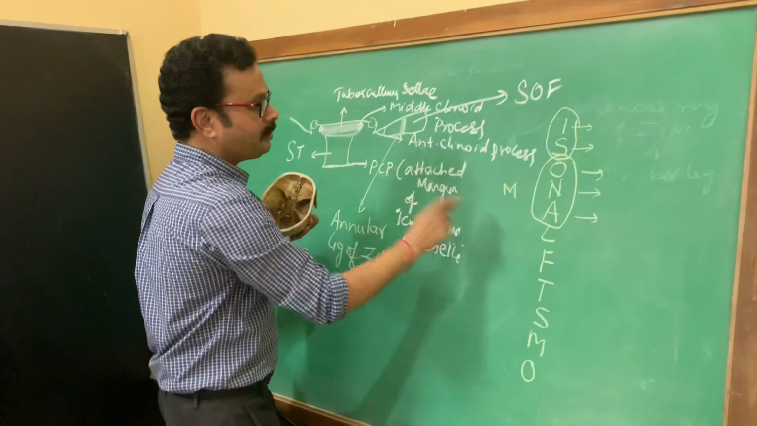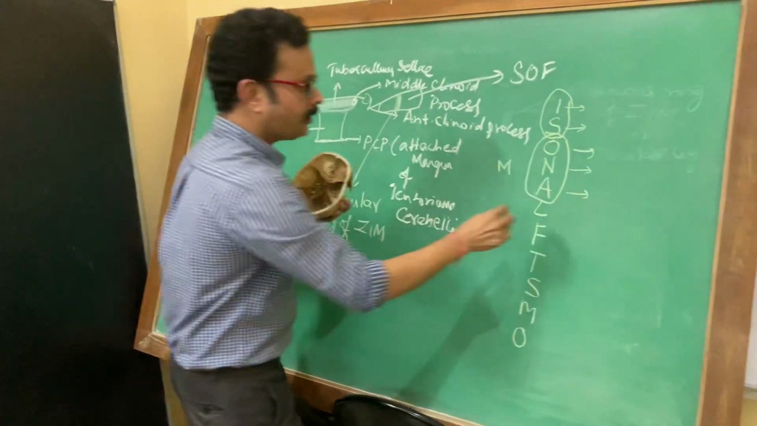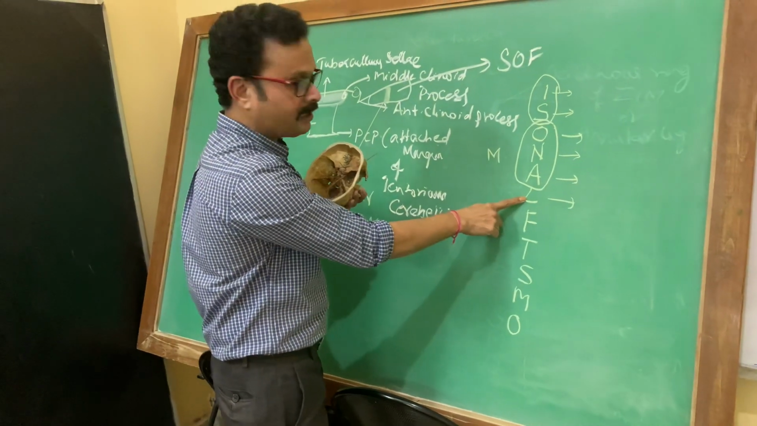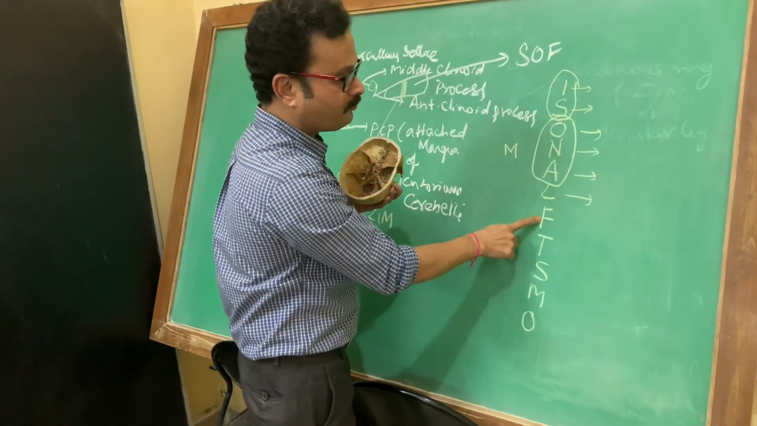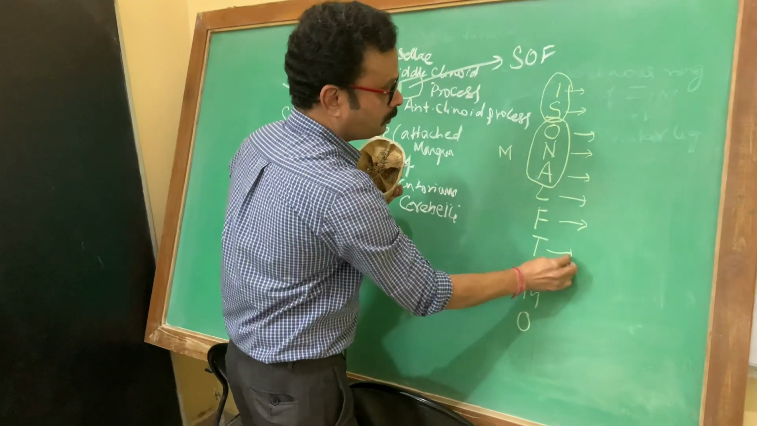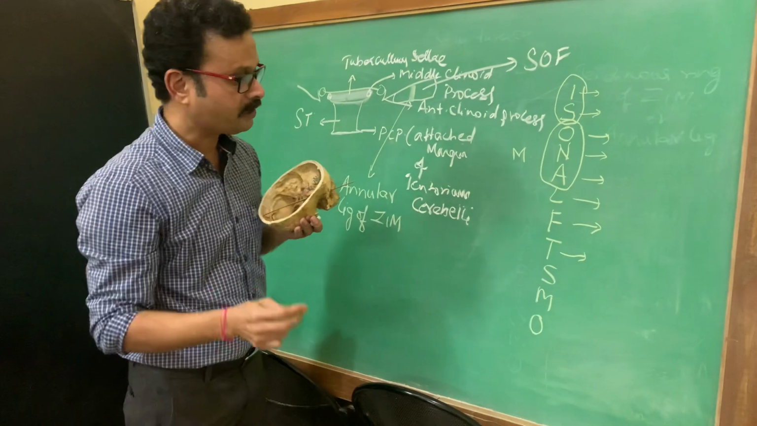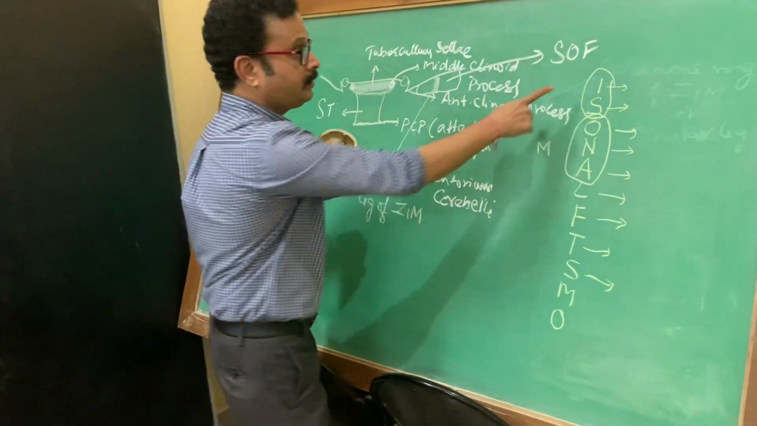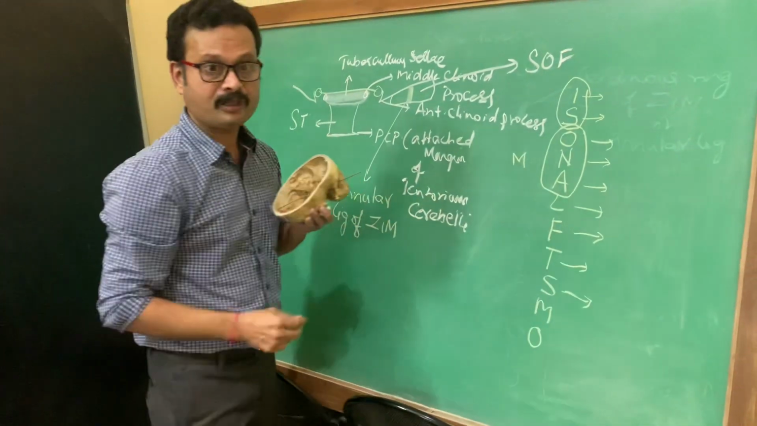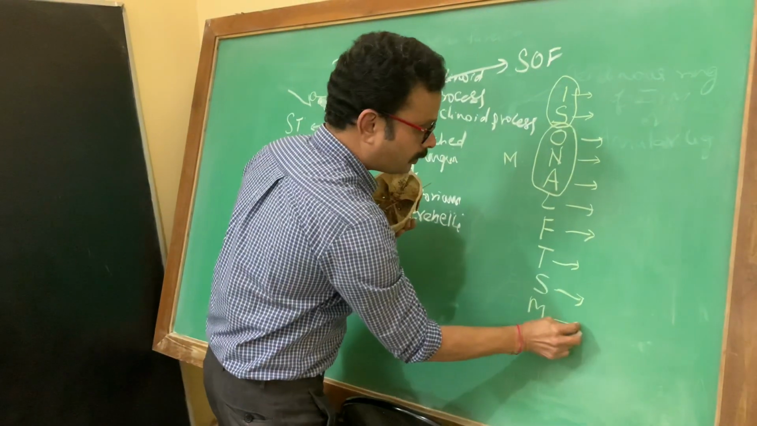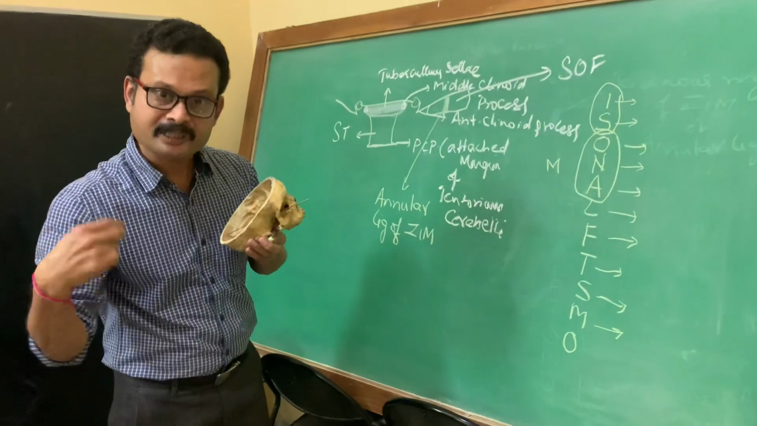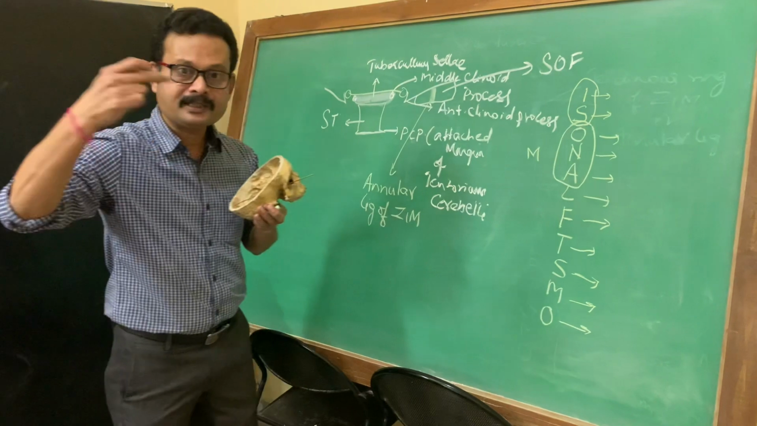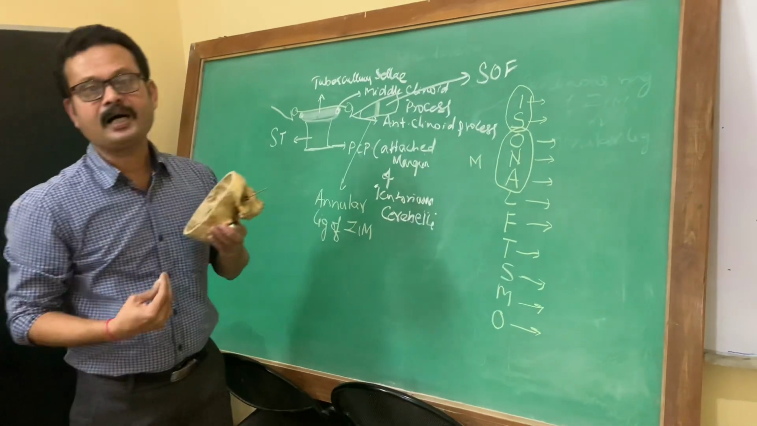The lateral compartment, from medial to lateral, structures are: L for lacrimal nerve, F for frontal nerve, T for trochlear nerve, fourth cranial nerve, S for superior ophthalmic vein, here superior ophthalmic vein, M for branch of middle meningeal artery, and O stands for recurrent branch of ophthalmic artery.